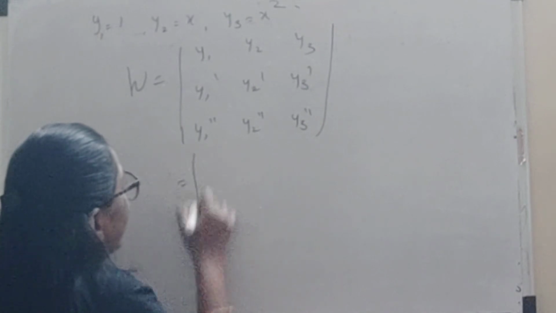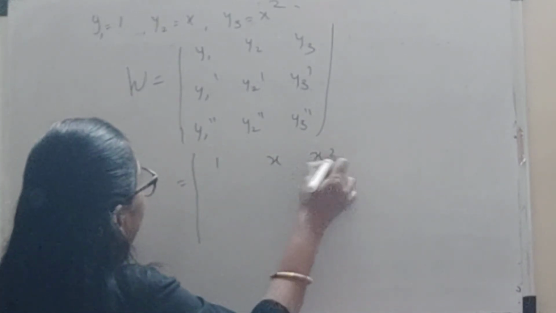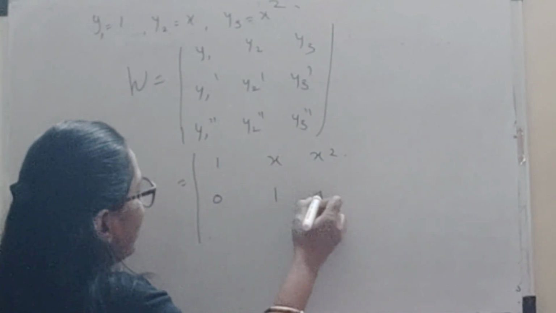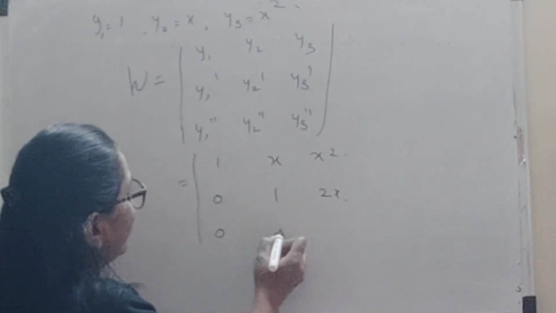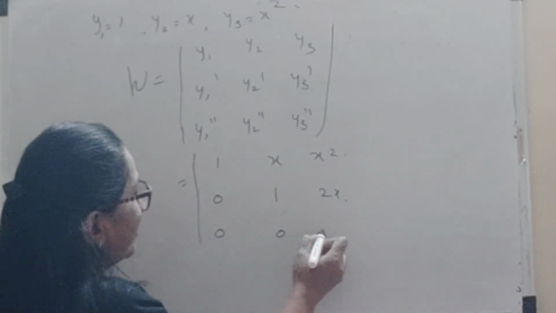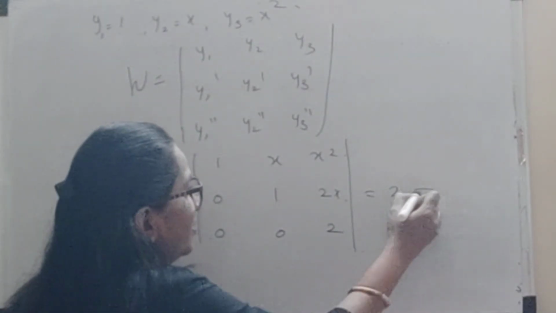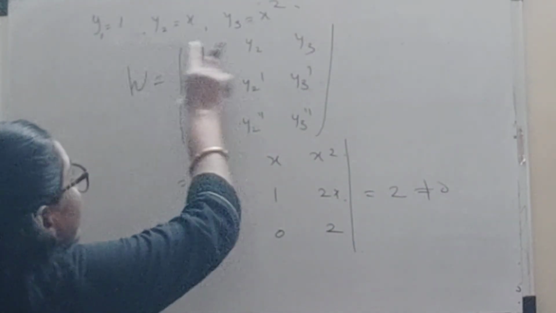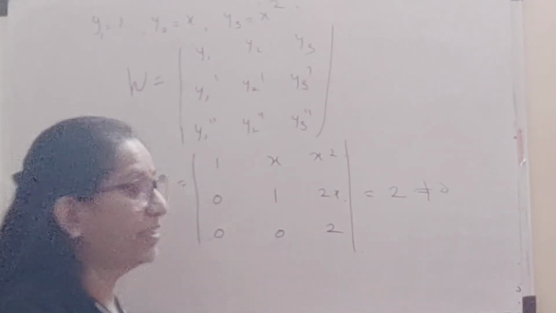So we try to find it. y1, y2, y3 are 1, x, x square. y1 prime is 0, y2 prime is 1, y3 prime is 2x. y1 double prime is 0, y2 double prime is 0, y3 double prime is 2. So directly its determinant is 2, which is not equal to 0. Therefore this given set of solutions is linearly independent.